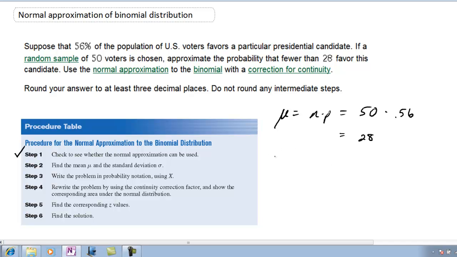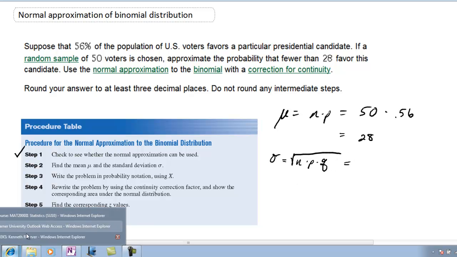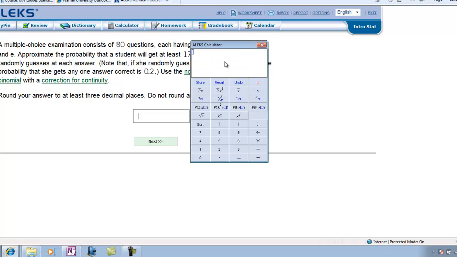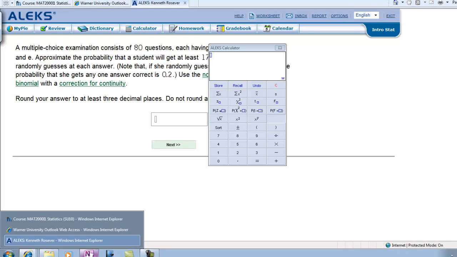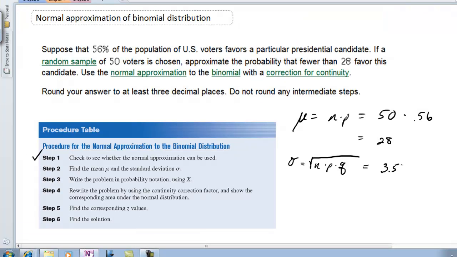The standard deviation is the square root of n times p times q. In order to do that, I'm going to have to go to a calculator. Square root of 50 times 0.56 times 0.44 equals 3.50998. So we'll just call that 3.51. I'll store that in the memory and we'll clear that. So back to here, that's approximately 3.51.